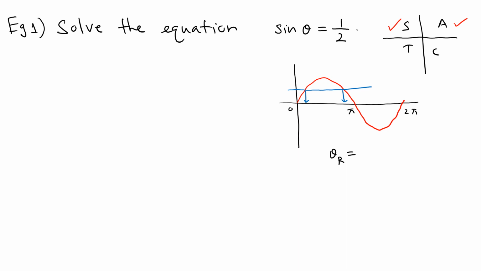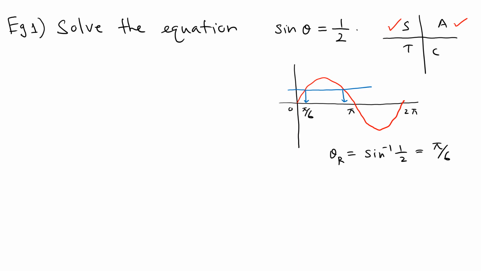Theta r is, we ignore the sign. We can write sine inverse 1/2. That's how we write it. And then from the common table, we know that for theta equal pi over 6, we get 1/2. So that's the reference angle. Since you know the reference angle, that means one value is pi over 6.